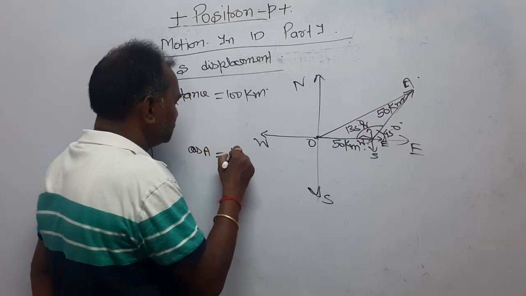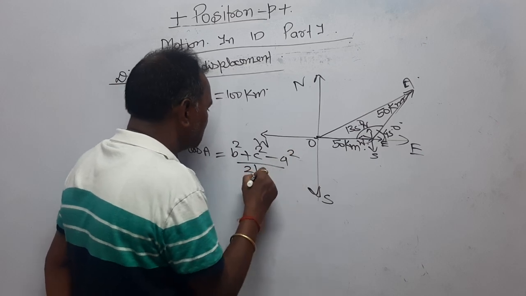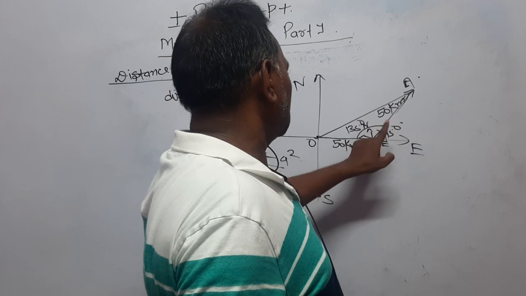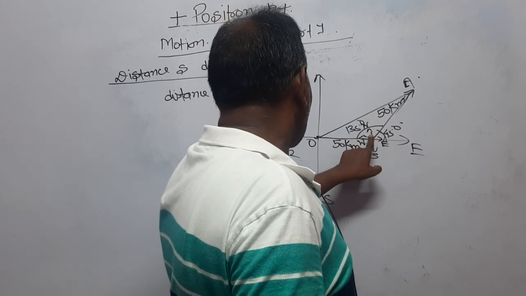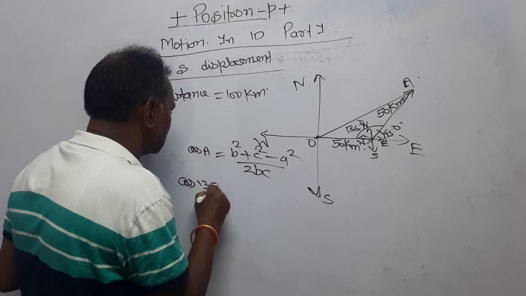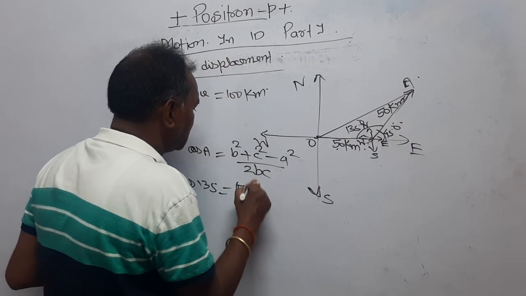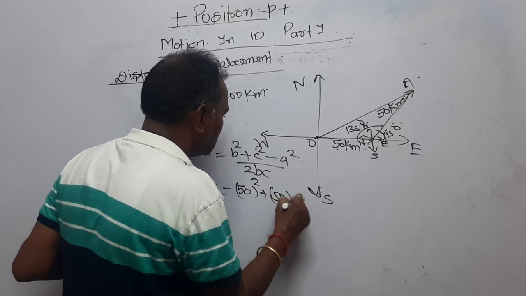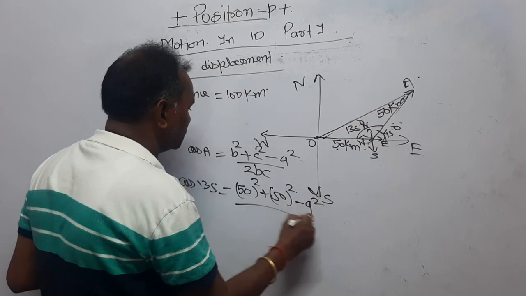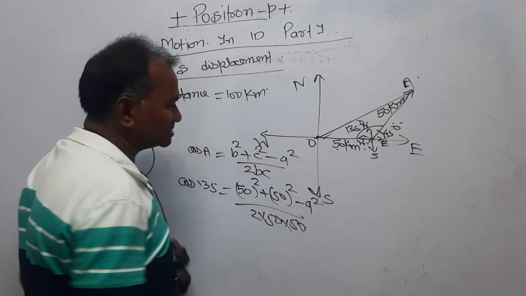Cos A is equal to B square plus C square minus A square over 2BC. Apply this law. This and this is given. This angle is given, cos of 135. You can apply like this. Cos of 135 is equal to B square plus C square, 50 square plus 50 square minus A square, that you have to find out, over 2 into 50 into 50. You will solve and you will get the answer. Right?